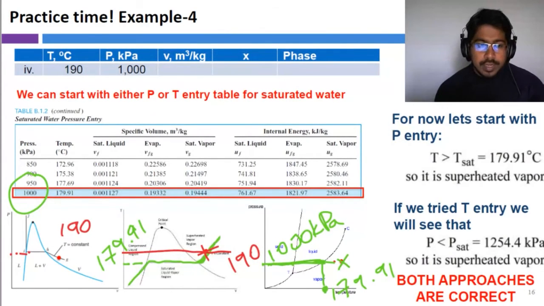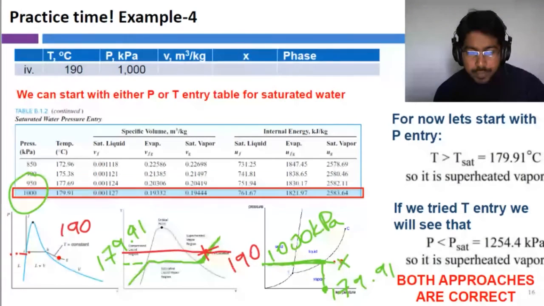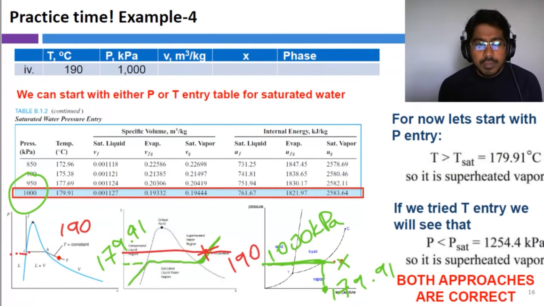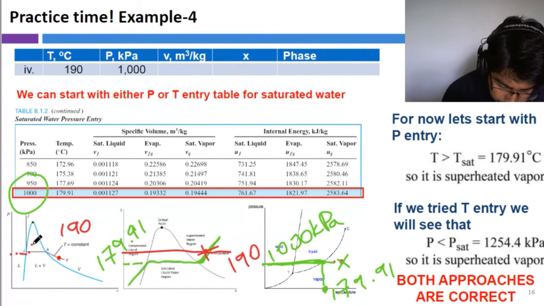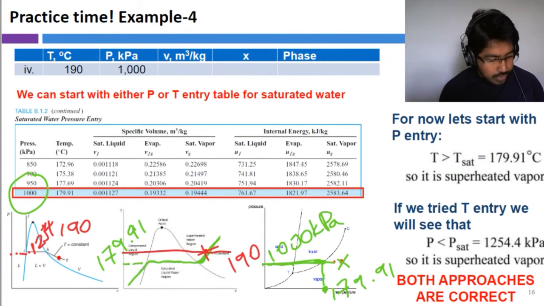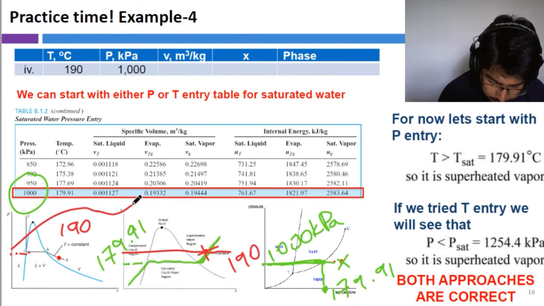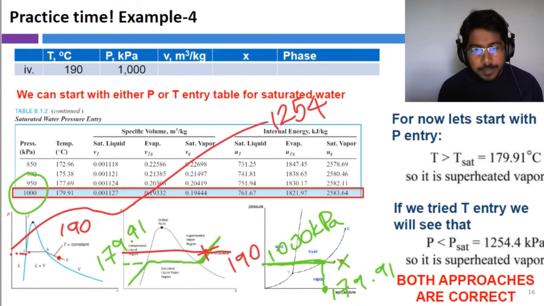We have to go into our temperature entry tables. If you started with temperature entry tables, then you have to go into them and find the saturation pressure. Can somebody do that? What is the saturation pressure for 190? Okay, perfect. 1254. Sorry, this is too small of a space to write. So I write the pressure reading at this point, 1254 kilopascals, right?